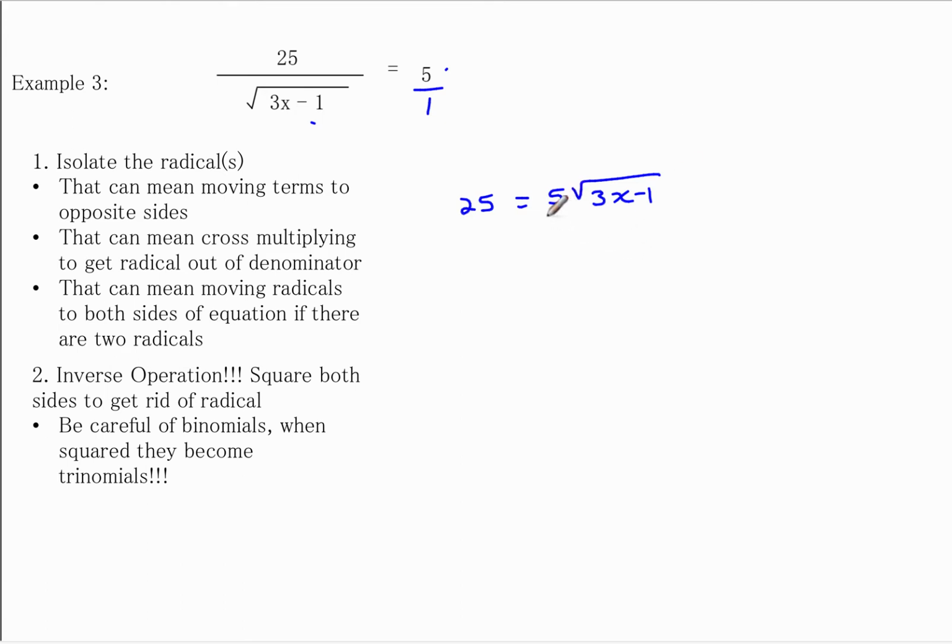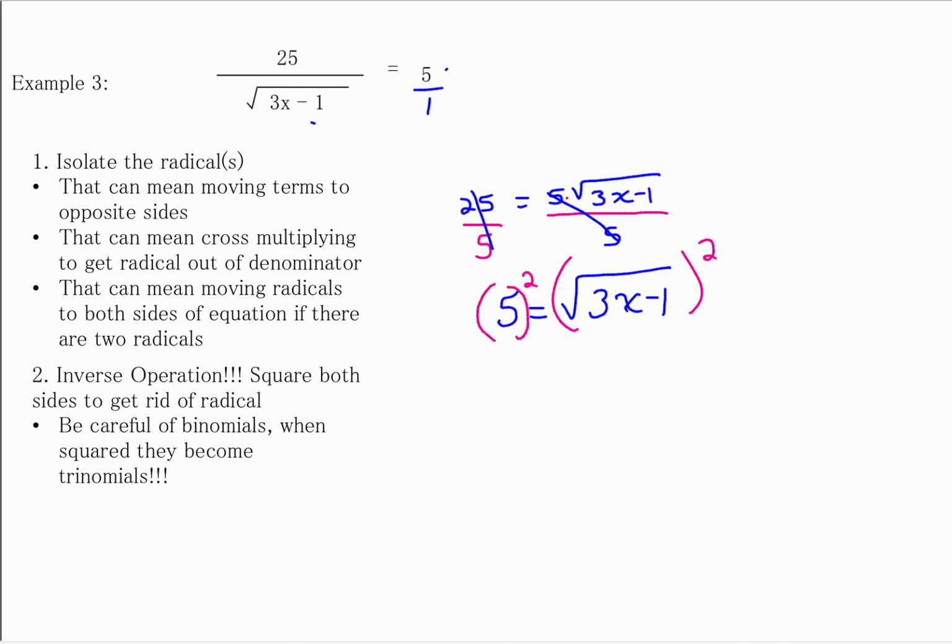Now I'm going to do one more step. These are connected by multiplication. So I can divide both sides by 5 and make it easier. Square both sides to get rid of the radical. That's what I'm on. I'm on step 2. So I'm going to square this. I'm going to square that. I get 25 equals 3x minus 1. It's 26 equals 3x. X equals 26 over 3.